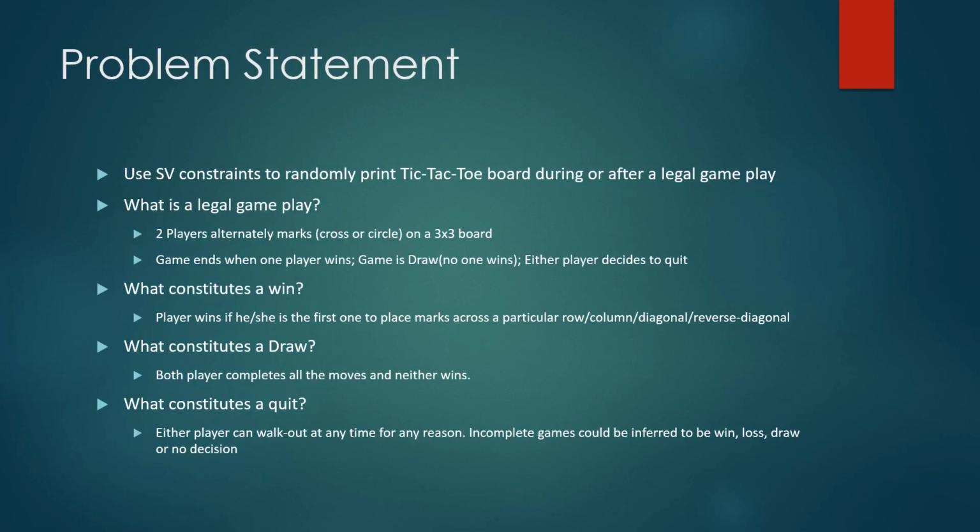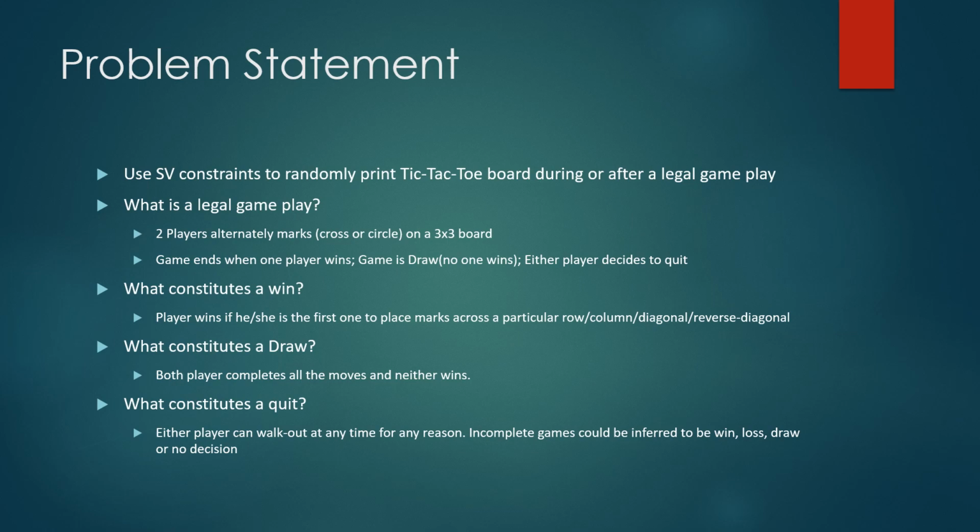In the game of tic-tac-toe, two players play alternately on an n cross n board, which is typically a 3x3 board. Players put a cross or a circle on the board alternately until one of the players wins, or there is a draw, or one of the players quits. So what constitutes a win? A player playing cross wins if he is the first person to place crosses across at least one direction of a row, column, diagonal, or reverse diagonal.